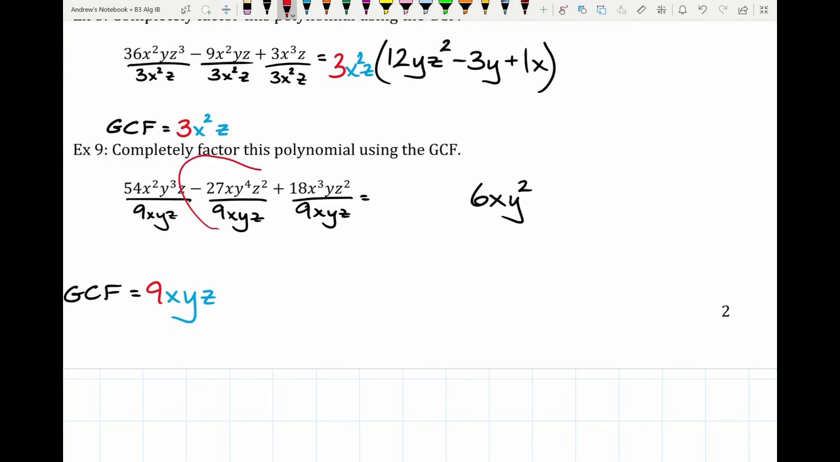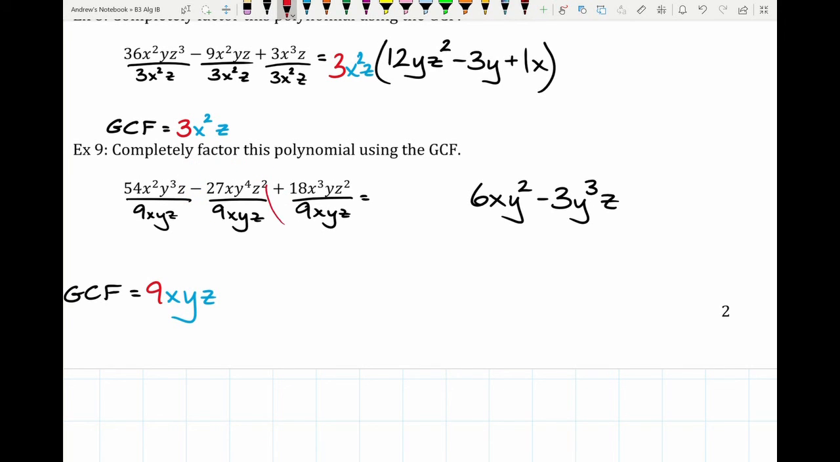After that, I've got this piece in the middle. Again, being careful that that is a negative 27 there. So negative 27 divided by 9 is negative 3. We had an x, and we took it away. No x's left. We have y to the 4th, so we had 4 y's there. We took 1 out, so there's y to the 3rd. We had 2 z's, and we took 1 out, so we've got 1 left.